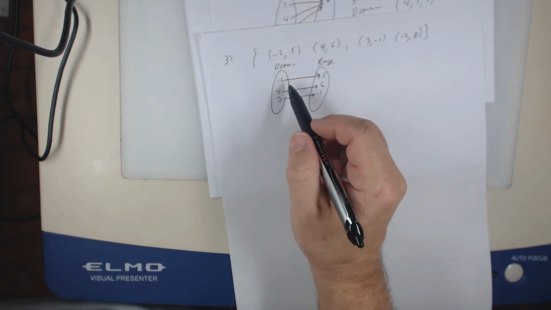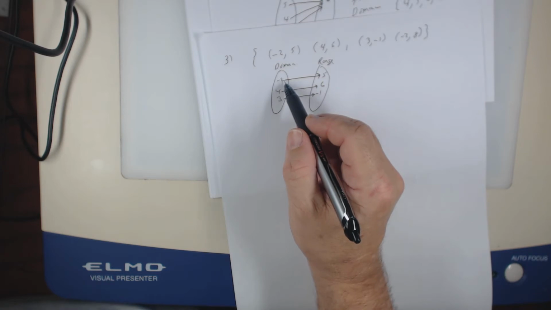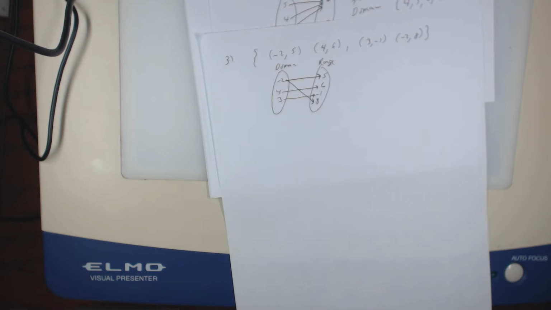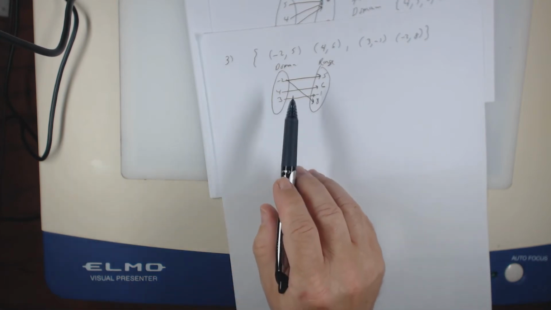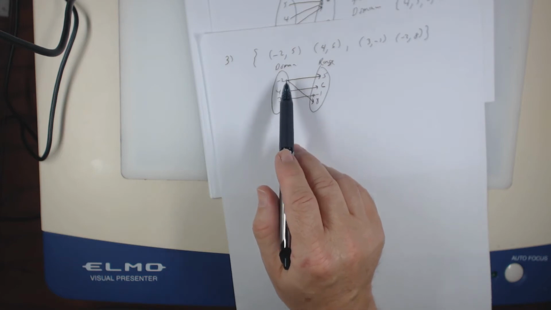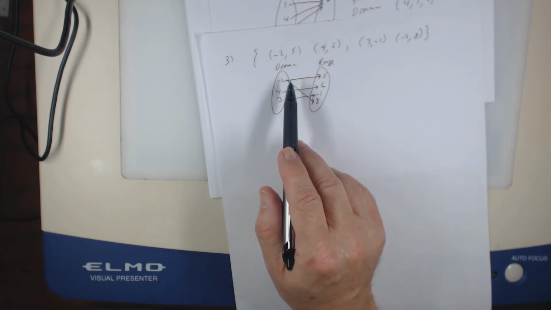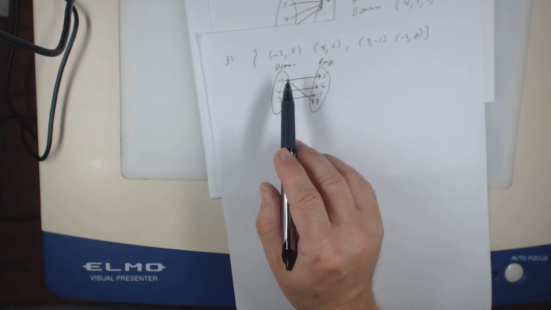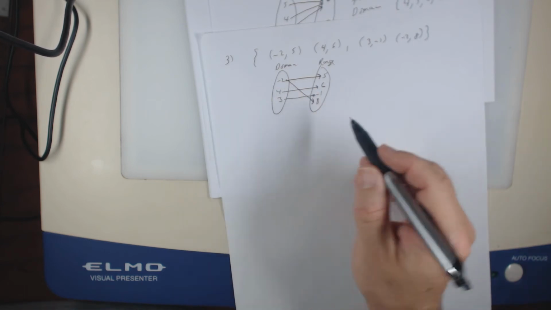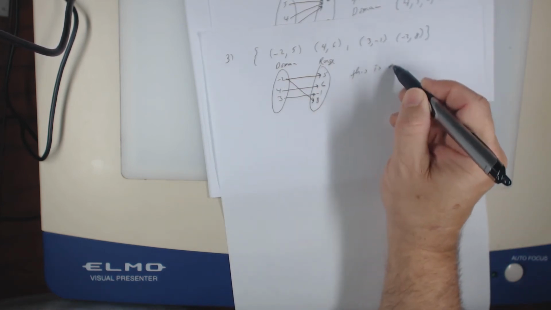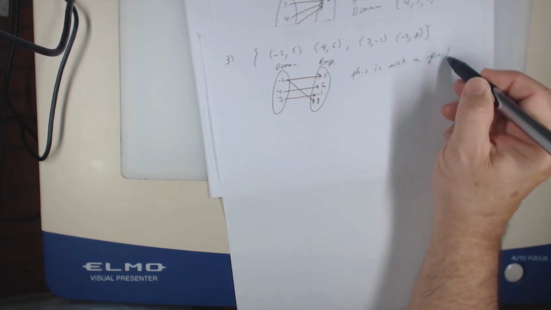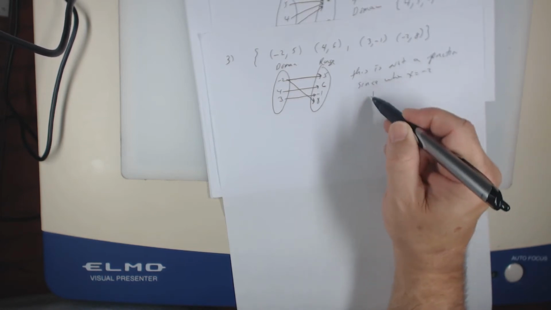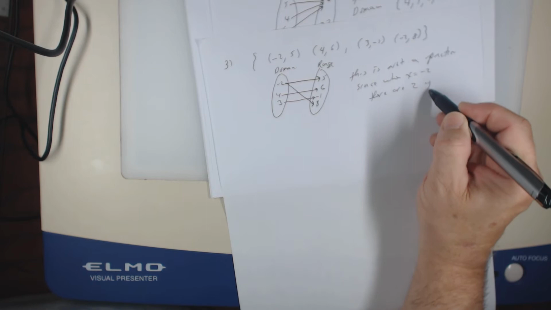But when x is negative 2, which I already have listed, I'll list it again, it gets mapped to what? 8. So what's the issue? There are two y coordinates with negative 2. Right. Remember the definition says in order for it to be a function, for each x coordinate, there's got to be exactly one y coordinate. Well, the issue is this. When x is negative 2, there are how many y coordinates? 2. So it's not a function. So this is not a function, since when x equals negative 2, there are 2 y coordinates.